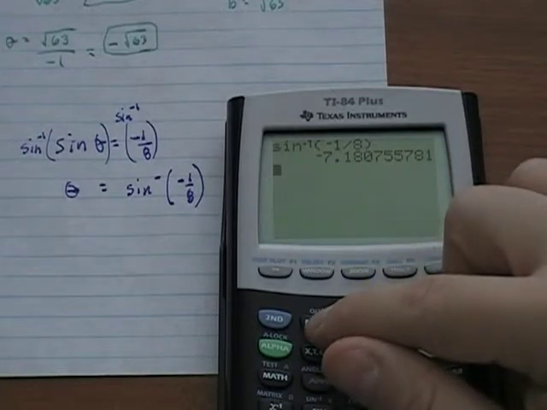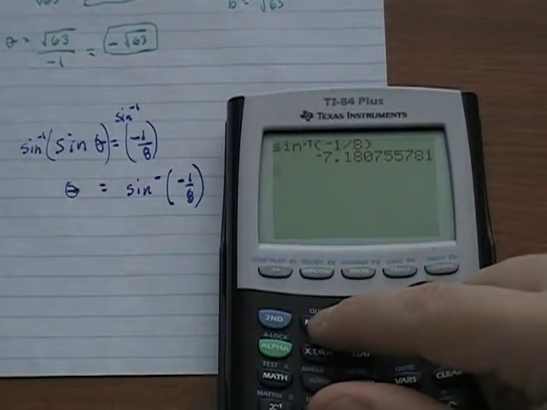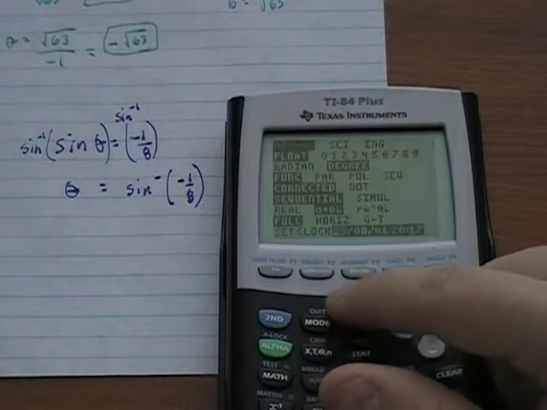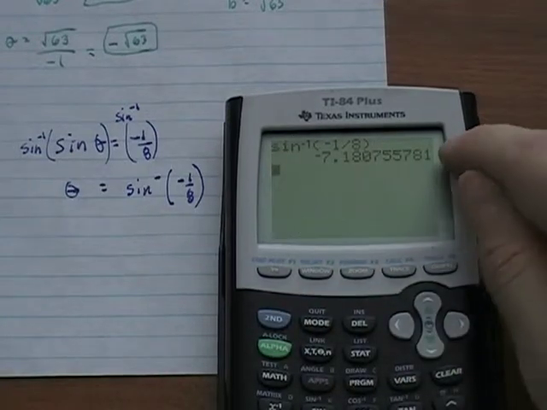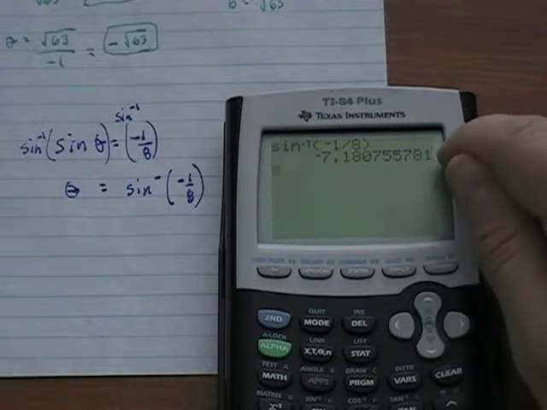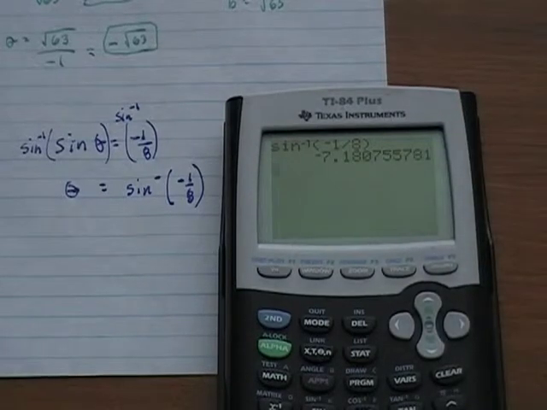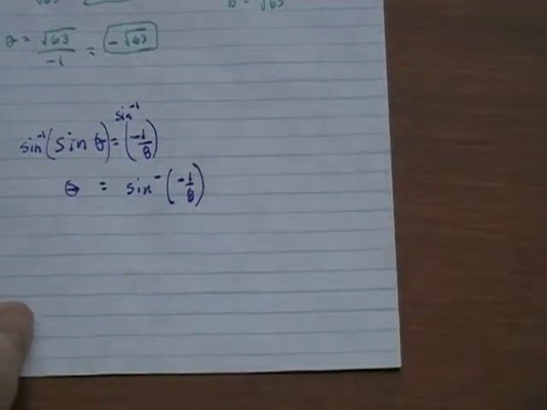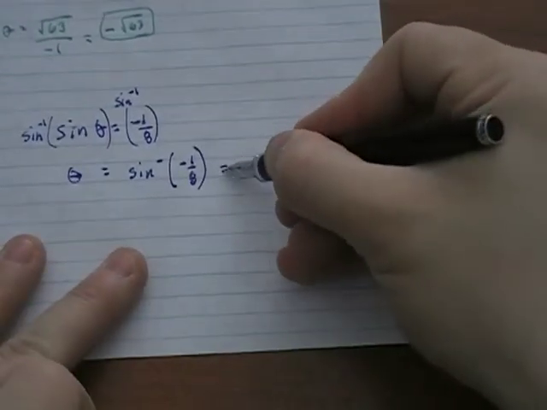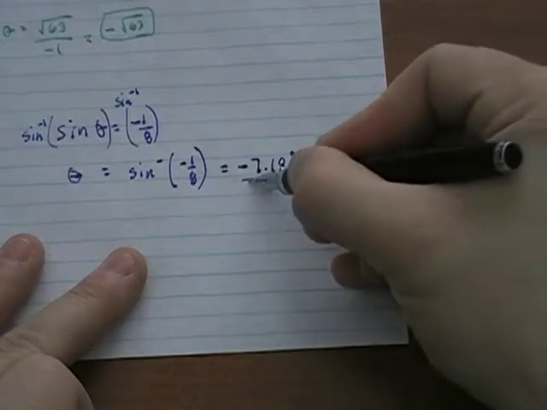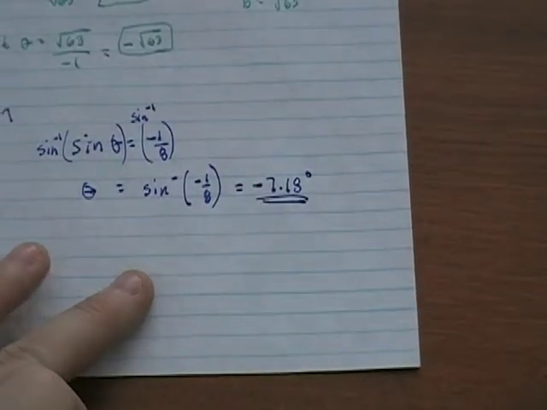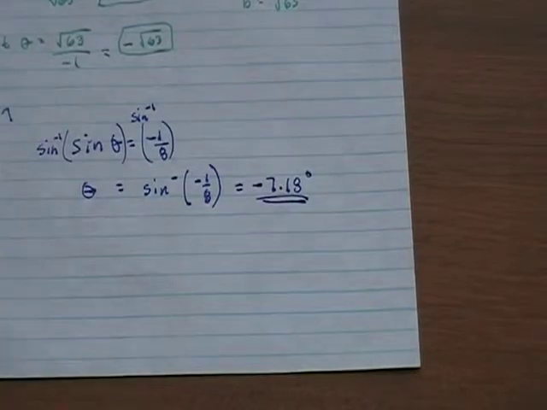Be very, very careful, because your answer depends on what mode you're in. If I go to my mode, I'm in degree mode. What that means is this answer for theta is in degrees. So theta is equal to negative 7.18 degrees. Now that's important, and I'm going to show you why.